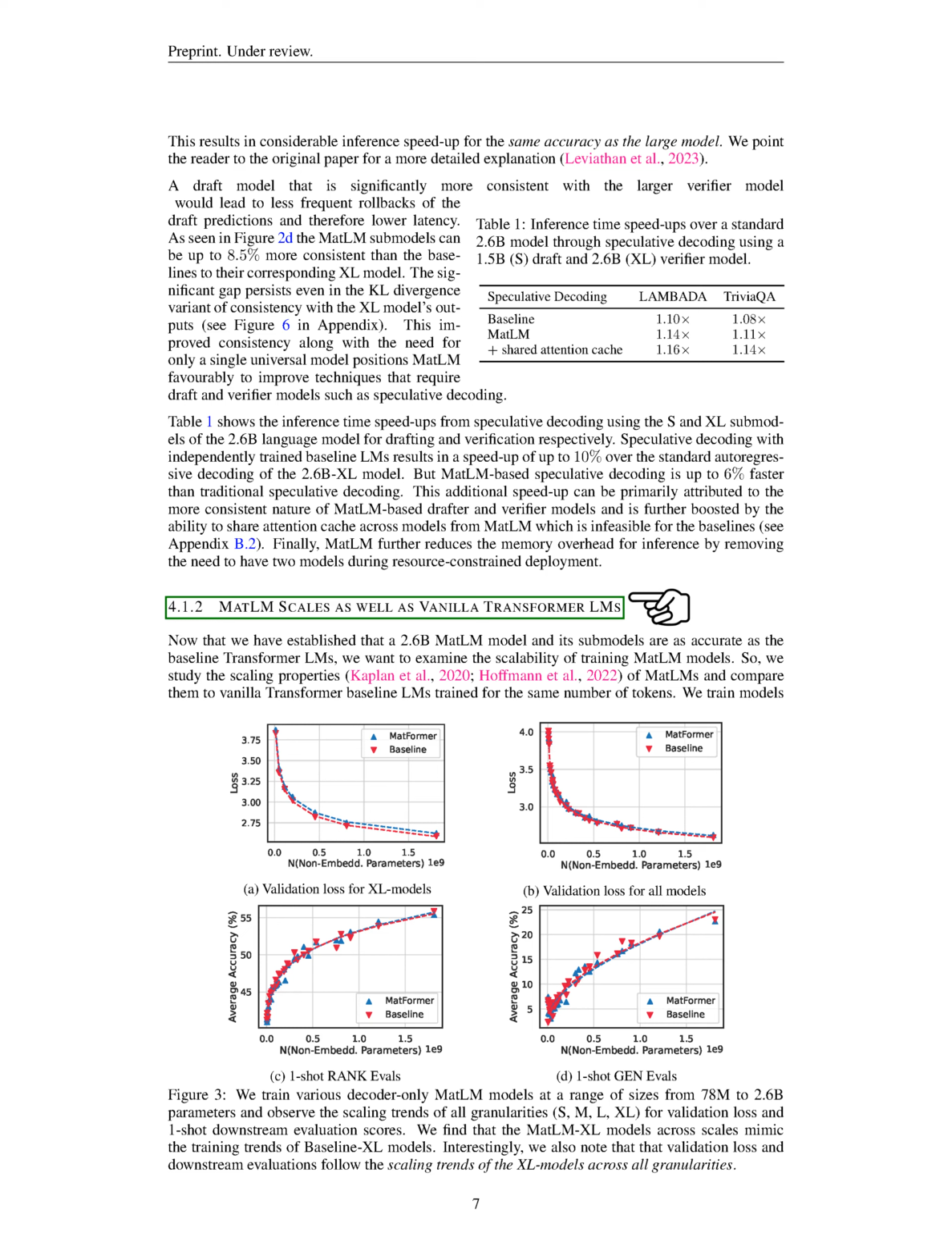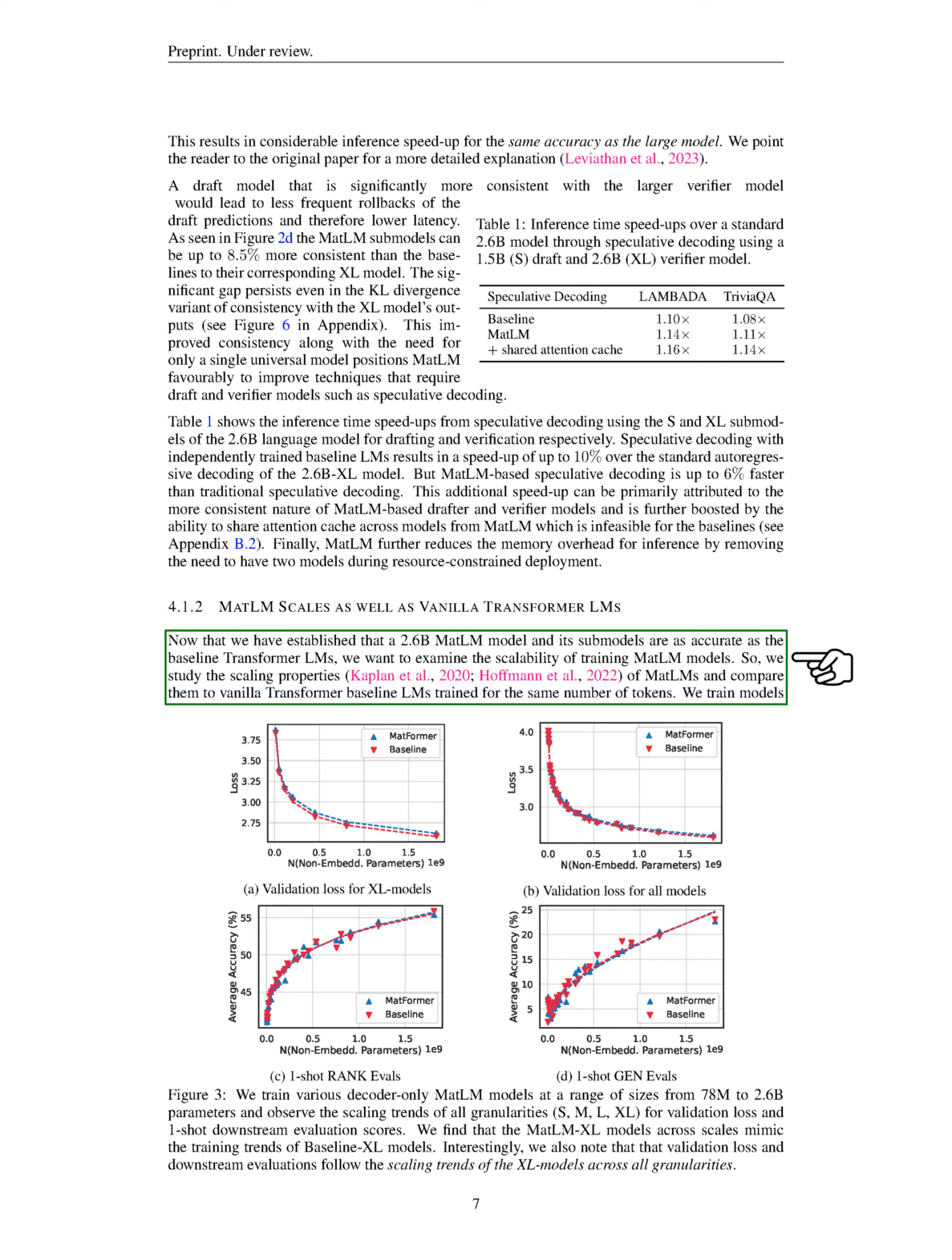Section 4.1.2: MatLM scales as well as vanilla transformer LMs. We've established that our 2.6 billion parameter MatLM model and its submodels are as accurate as the standard transformer language models. Now, we want to look at how well these MatLM models scale during training. We compared the scaling properties of MatLMs with those of standard transformer models, training models with parameters ranging from 78 million to 2.6 billion on 10 billion to 160 billion tokens.